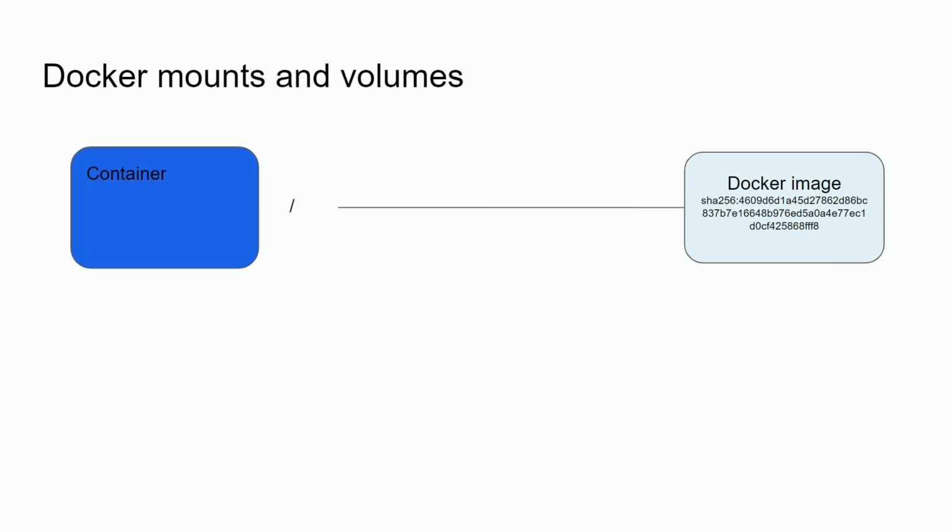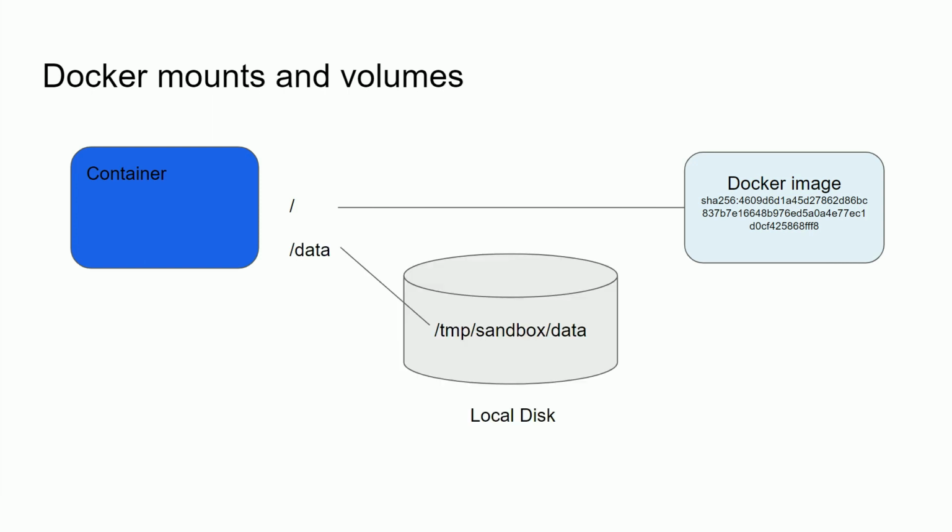Now let's talk a little bit about Docker mounts. We've said that an image provides the root file system for a container, that is, the file system that appears at /. However, when you start a container, you can have it also mount external sources into its file system. For example, you can mount a directory from your local file system and have it appear at a particular place in your container's file system.